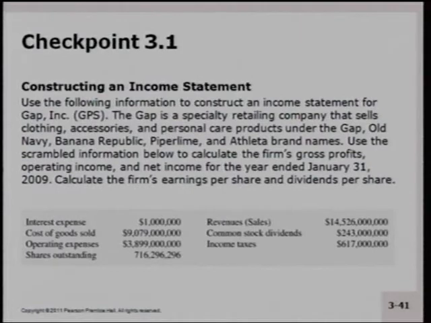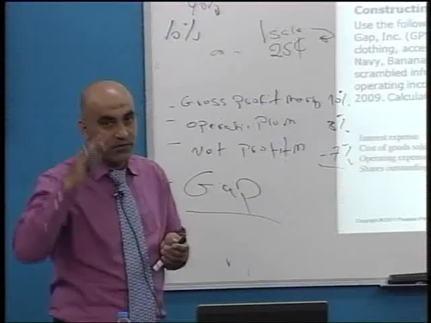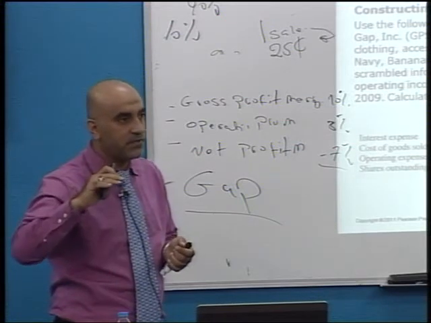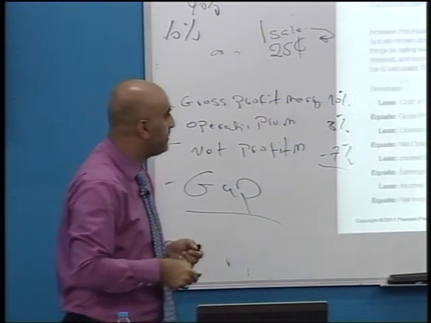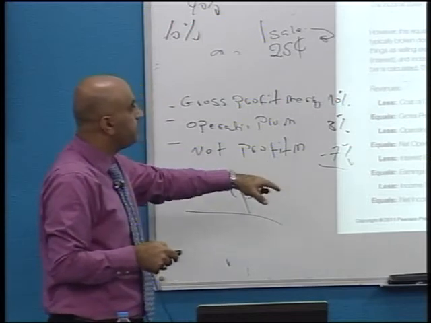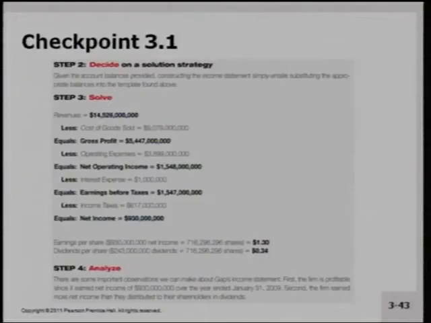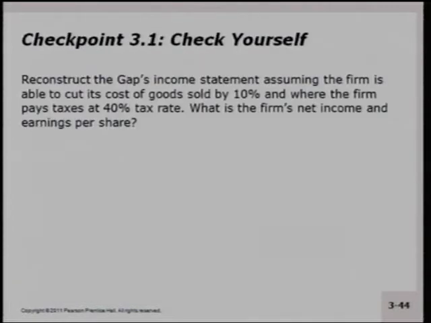Of course, follow the rules that I explained before. Gross profits, then operating income, then the pre-tax profit, then the net income. This is the rules. And decide on a solution strategy. This is how you can answer the question and check yourself.